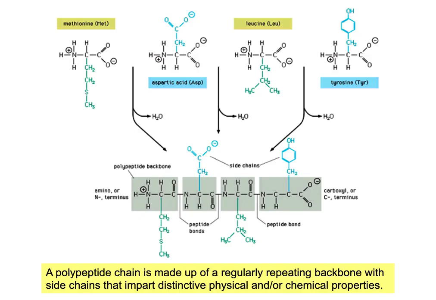So proteins are polypeptides made up of a regularly repeated backbone with side chains that impart distinctive physical and or chemical properties because of the charges and how those charges will affect how the protein will be folding on itself, what the active site is that is being exposed, and whether it is functional or not. So this is how proteins are made from amino acids.